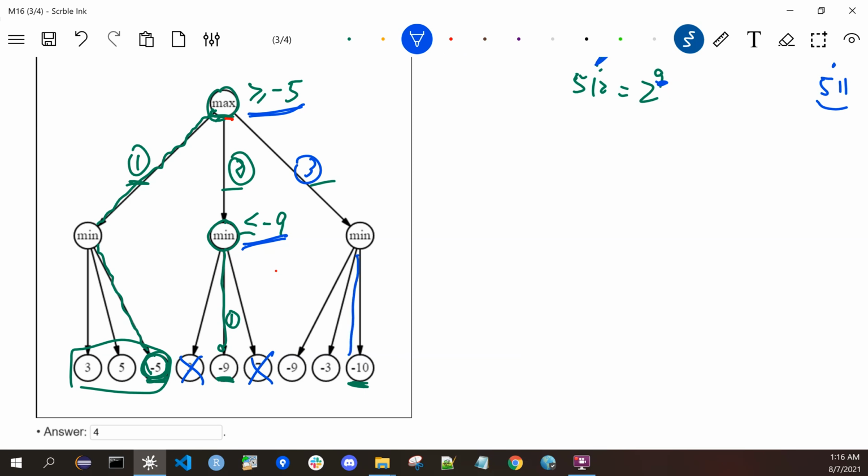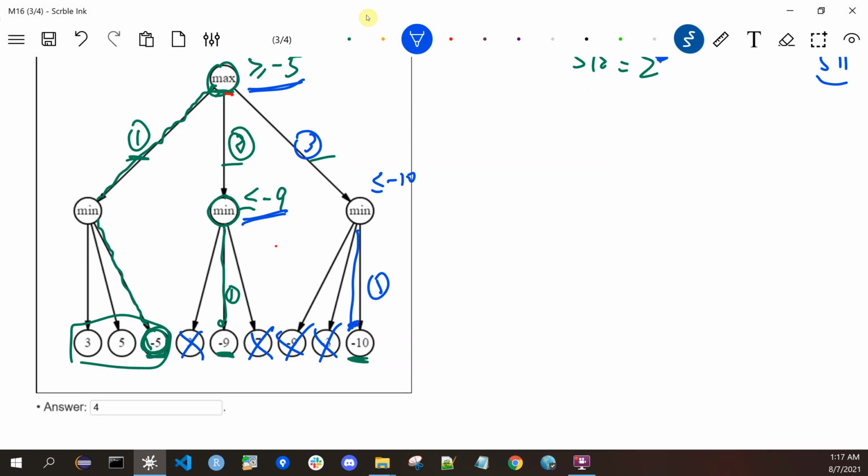So I'm going to search -10 first. Somehow my pen is not working, sorry. We'll search -10 first, and so the min player knows that he or she will get something less than -10, so the max player will no longer be interested in searching the remaining stuff. So at this point, we pruned 4 nodes.